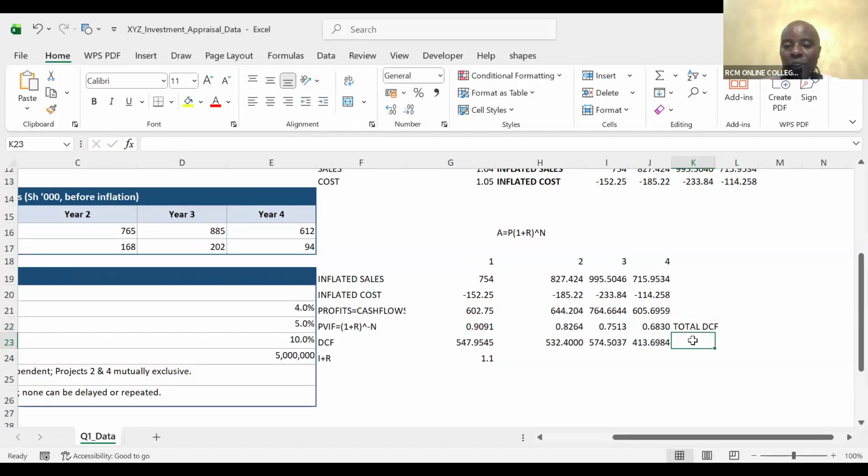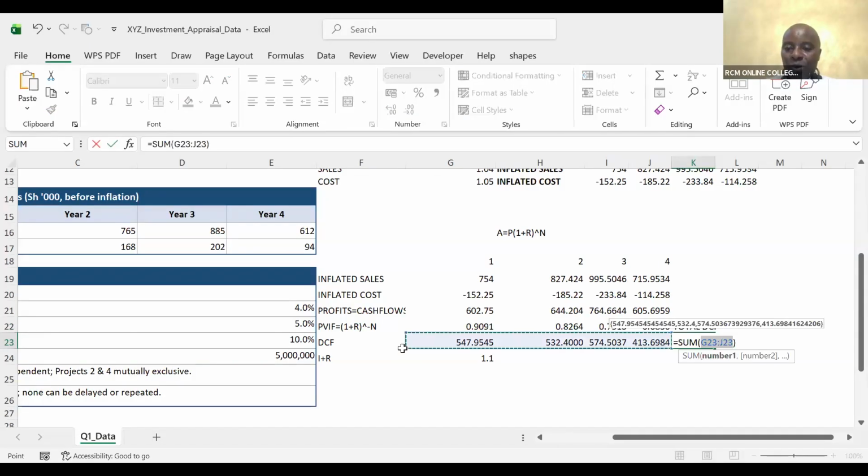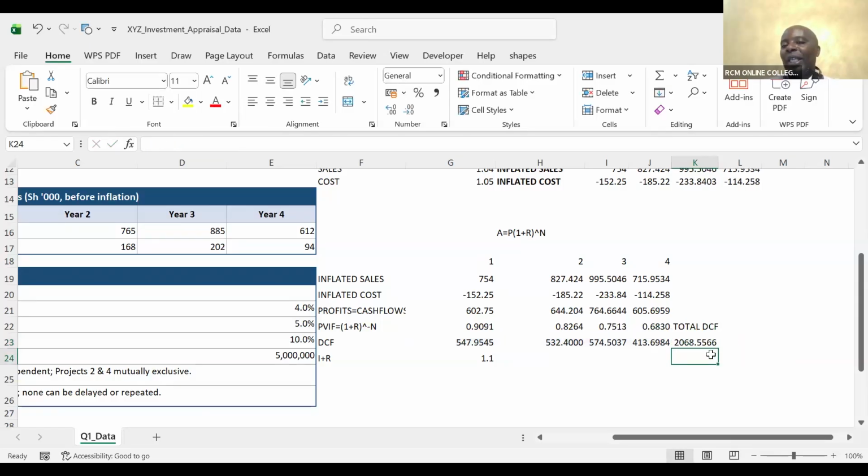If you want, you can use the sum or you simply say alt equals. When you say alt equals, it's able to pick it. Then you enter like that. And then don't forget, we have our IO.